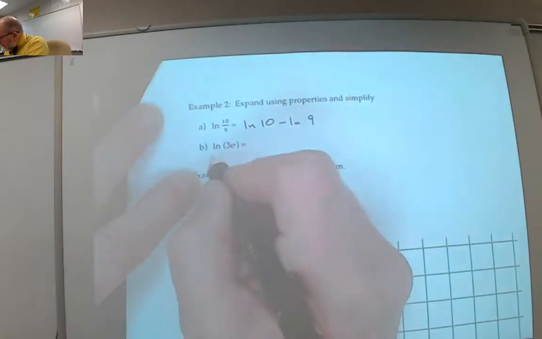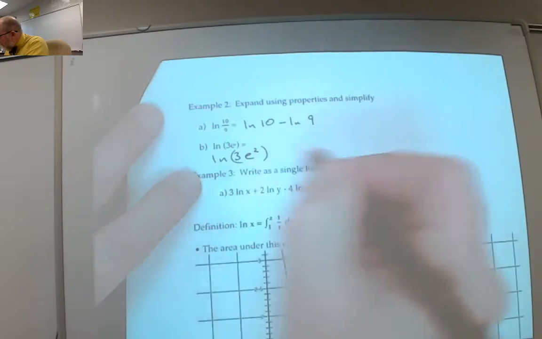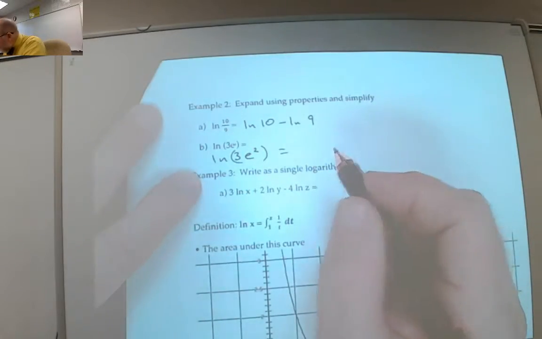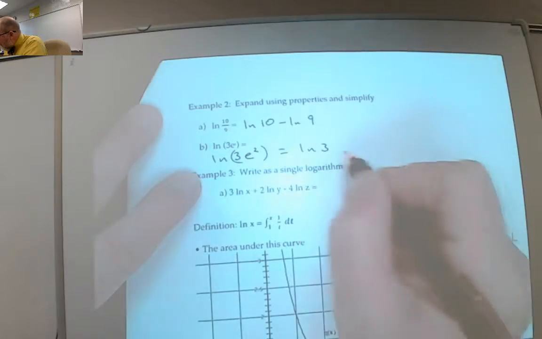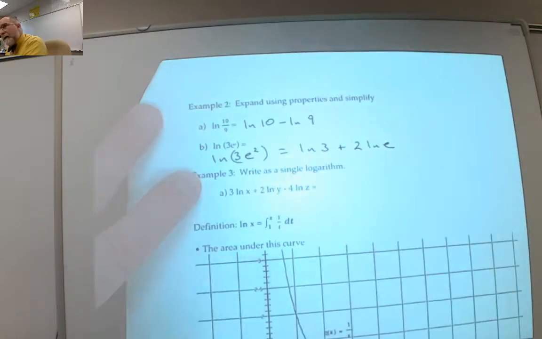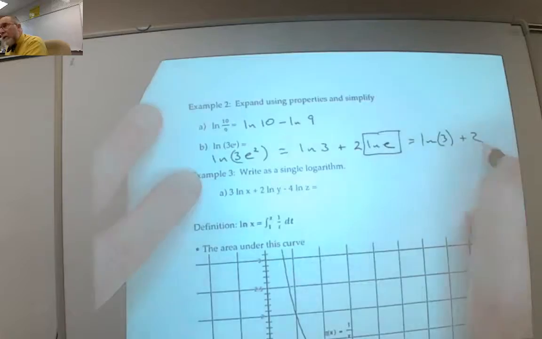And Isabel, this is kind of poor, and I'm sorry about that. This is 3e squared. Can you expand that one for me, please? I'll give you a hint, natural log. Would be natural log 3 plus natural log e squared, or 2 natural log e. Perfect. Now, the 2 could come out front. What is the natural log of e? 1. So this is the same as the natural log of 3, and I'll put parentheses around it, plus 2. Correct?